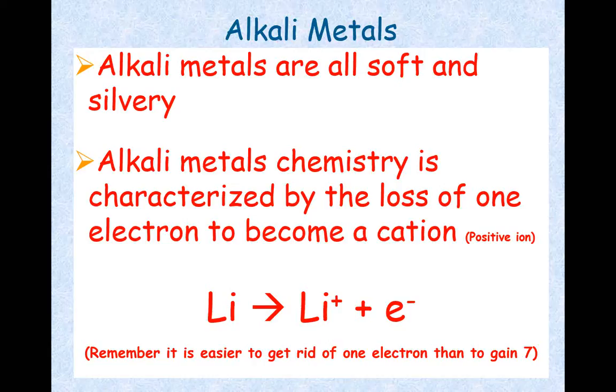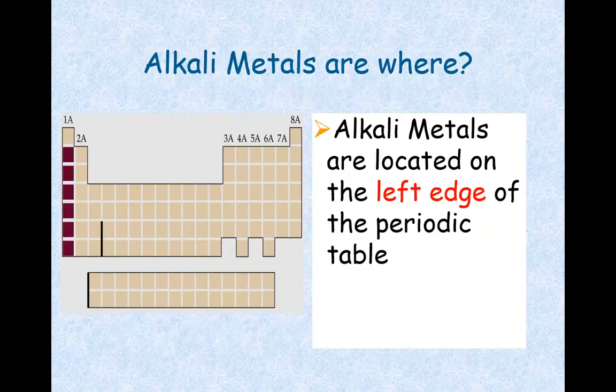At the bottom here you can see lithium wants to lose the one electron and become a positive ion. Because remember, it is easier to get rid of one electron than it is to gain 7. What about these alkali where they are? They're on the left-hand side of the periodic table.